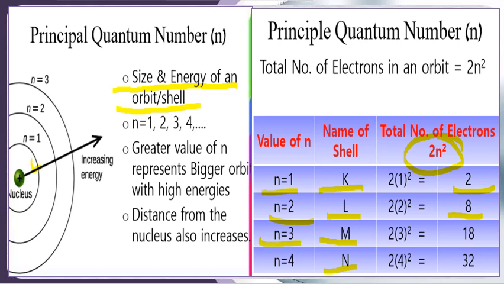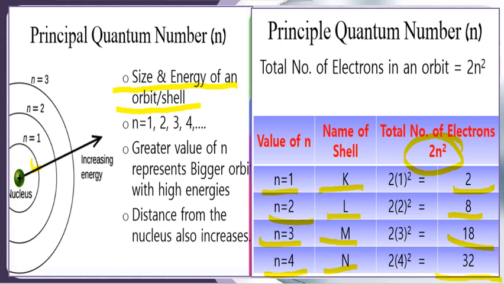Similarly, in the third shell, when we apply the formula 2 into 3 raised to the power 2, the total number of electrons comes out to be 18. For n is equal to 4, there is 2 multiplied by 4 raised to the power 2. That will give you the total number of electrons which can be accommodated, that is 32. Now, this value of n also tells you about the periods in the periodic table. Do you remember?